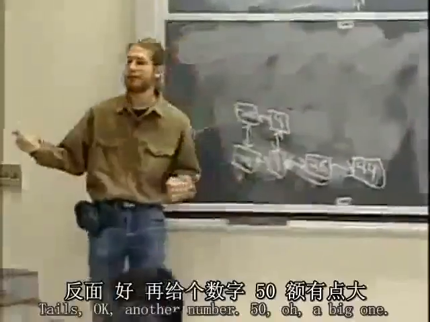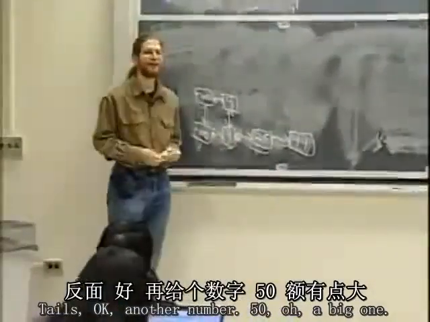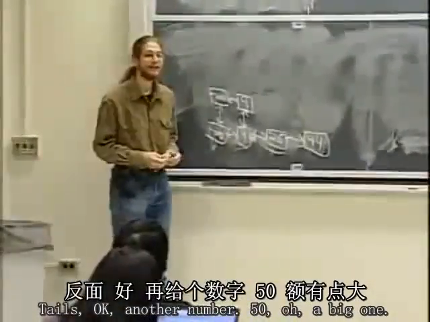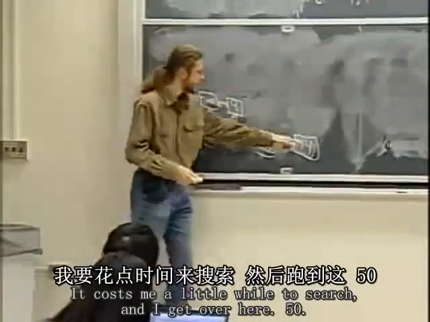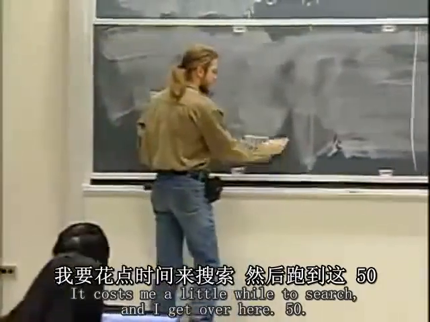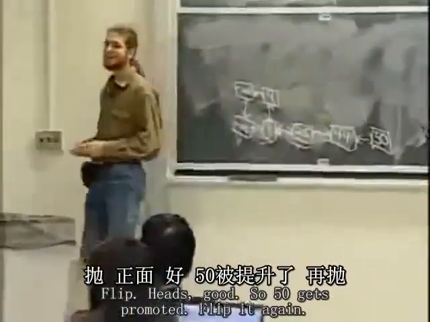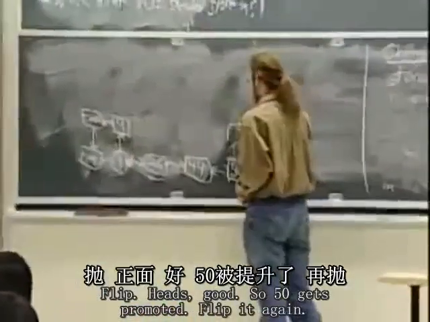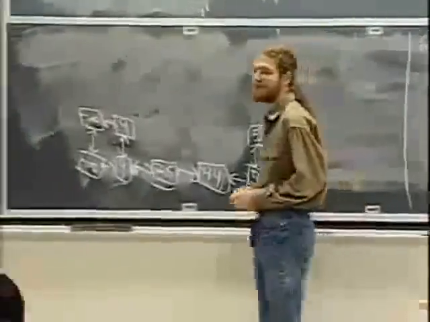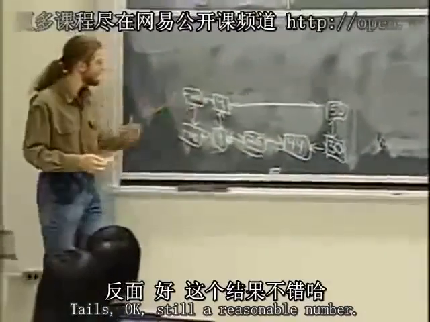Flip. Tails. Oh, okay. Another number. 15? 50. Oh, big one. So I search. It cost me a little while to search. I get over here. 50. Flip. Heads. Good. So 50 gets promoted. Flip again. Tails. Okay, looks still reasonable.